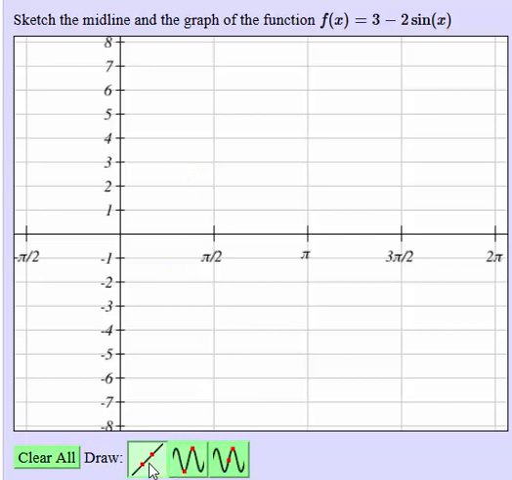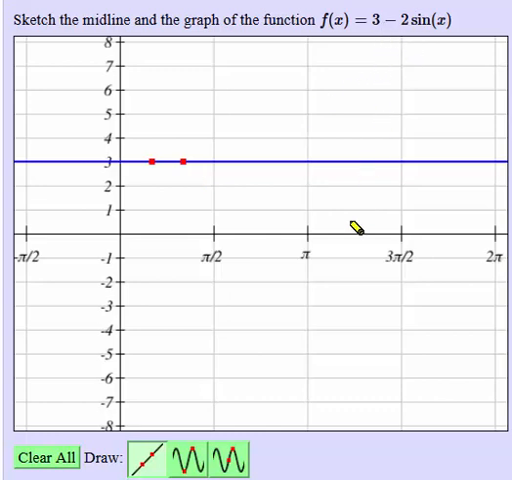So we're going to click the icon that looks like a line, click anywhere along the line y equals 3, move over and pick a second point on the line. And although this line is not part of the actual graph, it's a very helpful reference in getting the graph of this modified trig function graphed correctly.